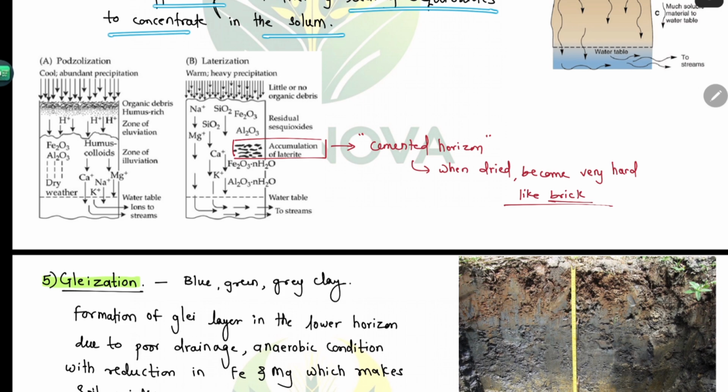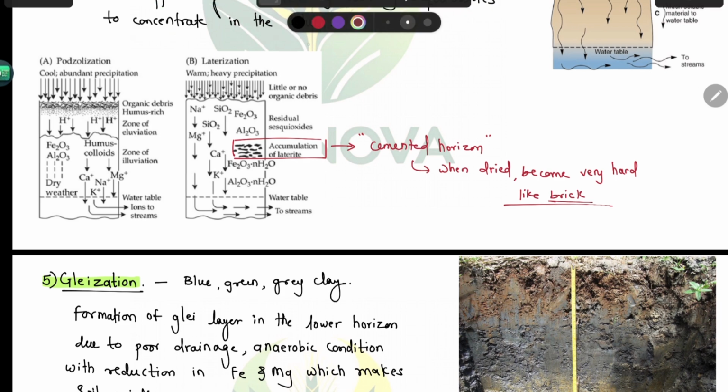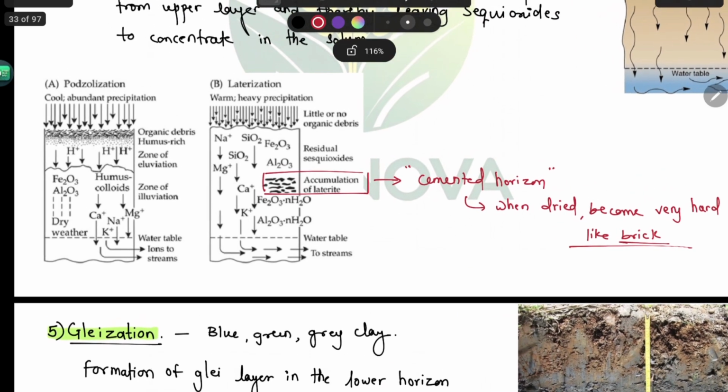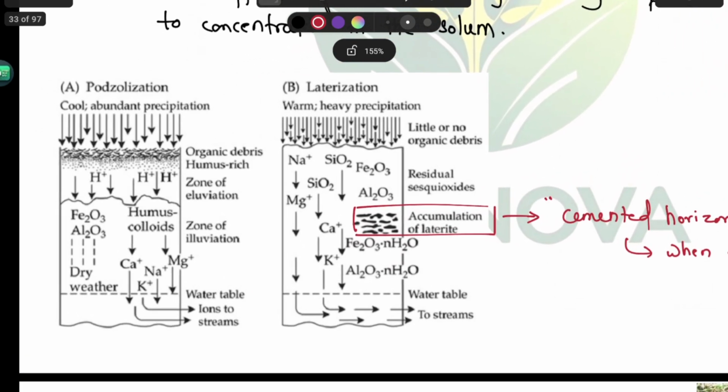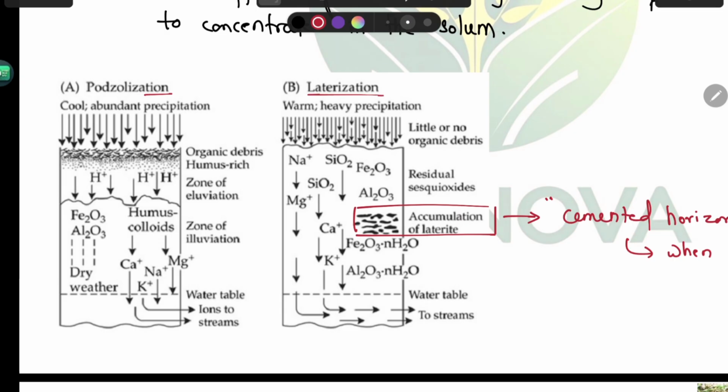So from these two images we can get clear about the confusion caused due to podzolization and laterization. Basically, podzolization takes place in cool conditions where abundant precipitation is available, and laterization takes place in warmer regions. We know that is a major part of South India where heavy precipitation takes place.